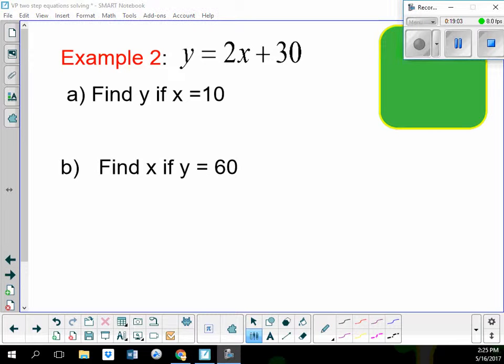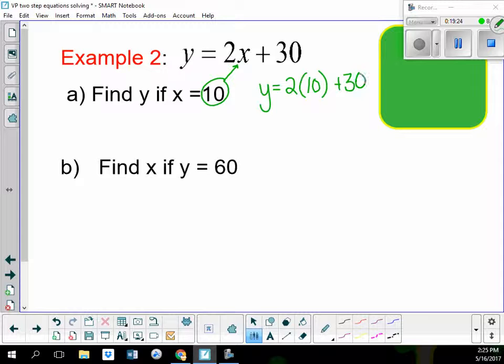All right. So I'm going to start by writing my equation here. Y equals 2. Instead of writing X, I'm going to do what's called substitute. I'm going to substitute in 10. All right, Ryan, help me out. So you would have to multiply 2 times 10, because of the order of operations, which would be 20. So Y equals 20 plus 30. All right. And that would be Y equals 50.